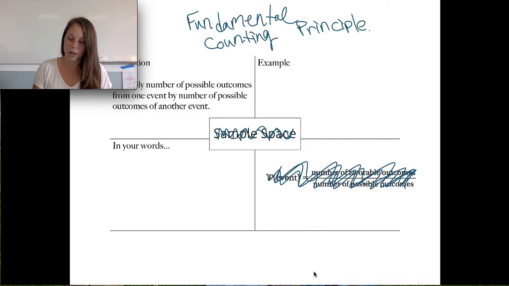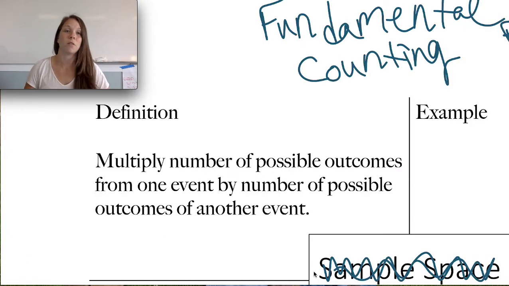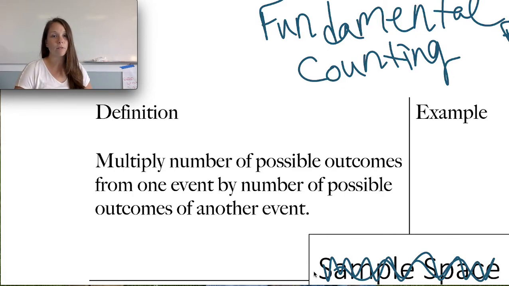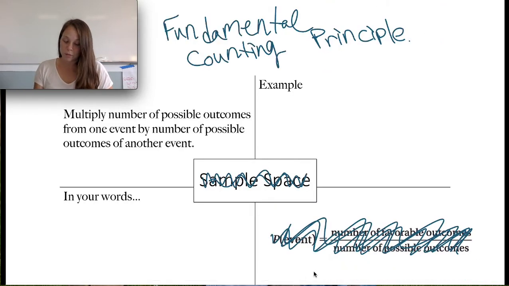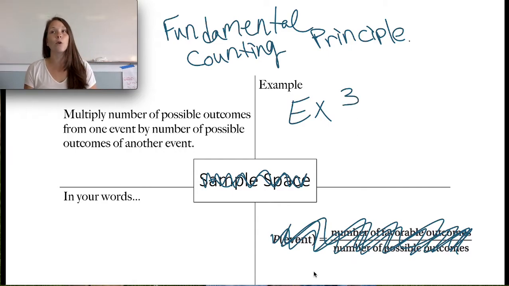Our definition that we have here, I know my screen's cutting it off a little bit, is where you multiply the number of possible outcomes from one event by the number of possible outcomes of another event. We're going to be going through examples of this in the notes when we take a look at example 3. The overarching theme is you're basically looking at all of your options for one event times all the options of your other event.